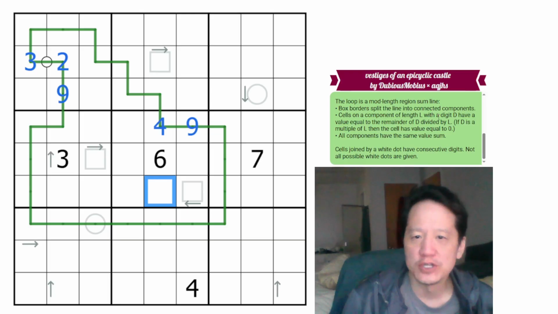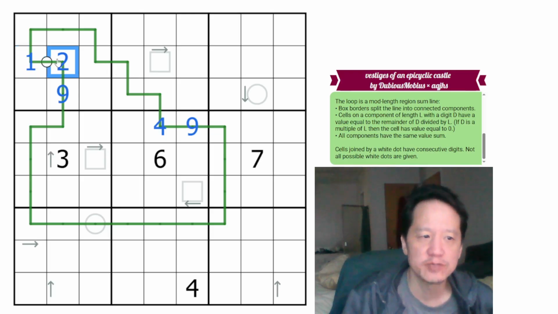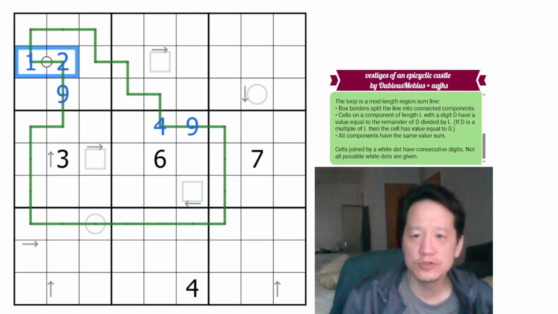Interesting. I've never seen this rule set. That's pretty cool. Okay, so cells joined by a white dot have consecutive digits, and not all possible white dots are given. So, for example, if this was a 2, this has to be 3, or it could be a 1, because it just has to be consecutive with this digit. And that's all we have. Anyways, those are all the rules.